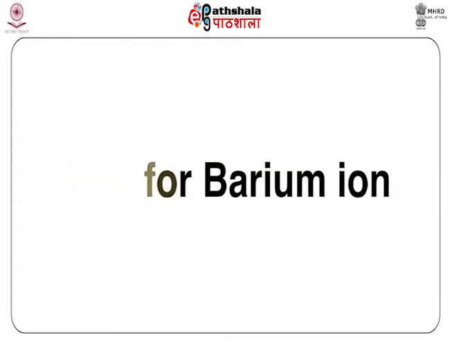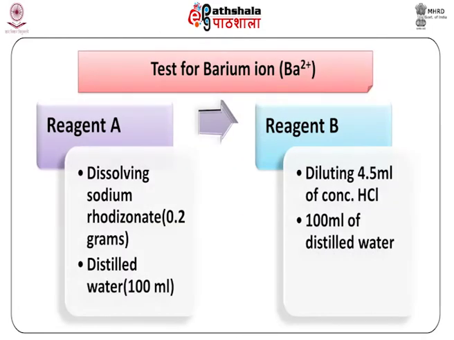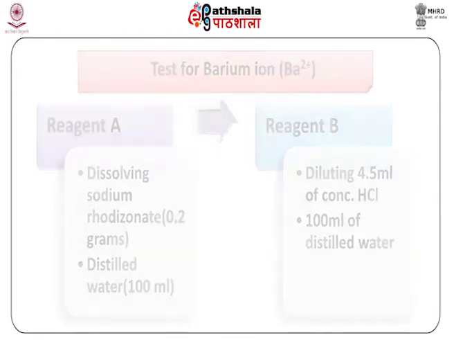Test for barium ion. Reagent A is prepared by dissolving 0.2 grams of sodium rhodizonate in 100 ml of distilled water. Reagent B is prepared by diluting 4.5 ml of concentrated hydrochloric acid with 100 milliliters of distilled water.